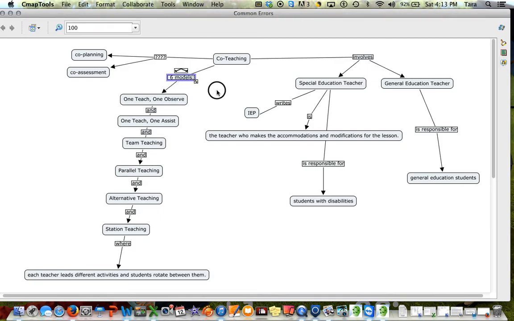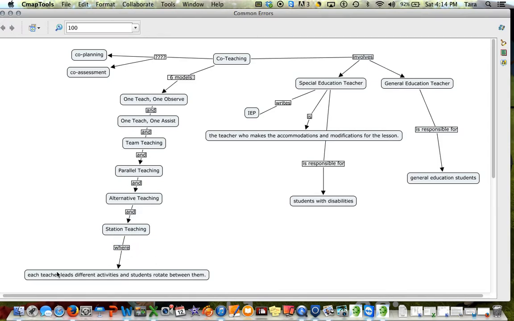Another common mistake here: if I had co-teaching at the top and I wanted to show the 6 models, if I just strung them all together in one linear fashion, and I just added the word "and" between everything, so I just listed all the different types of co-teaching models, this is an inaccurate relationship because these are not hierarchical. They are all different types. So you'll see on my good example that each one of these should have its own branch coming off of the 6 models because they're each 6 different types. They're not related to each other in any kind of linear fashion.